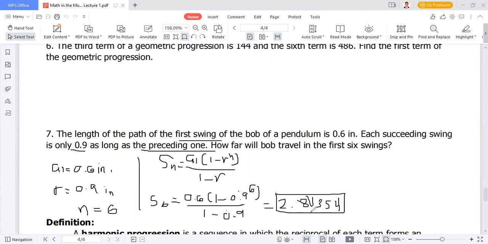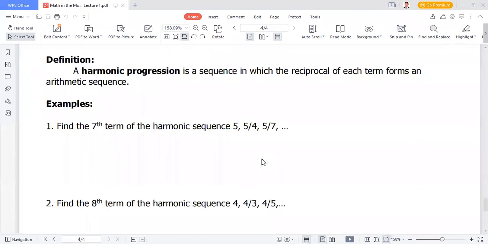Ayun. Okay, so para uniform, i-round off na lang natin. Kapag may decimal tayo, round off natin to 1 decimal lang, 2.8. Okay. So next, ito yung sum ng geometric natin. So that's all for geometric sequence, and punta tayo sa last progression.